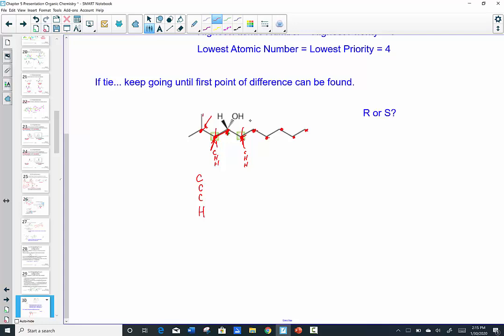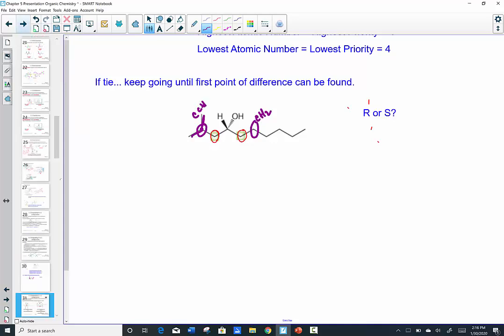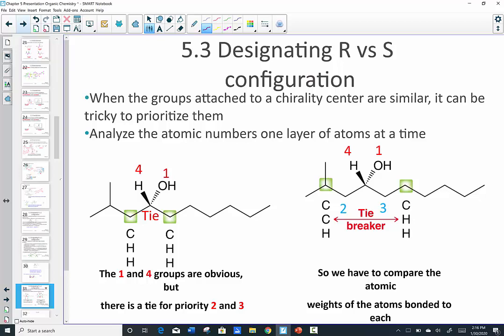Keep going. If we have a tie, keep going until you find a point of difference. This carbon and this carbon are exactly the same, so keep going. Here's another CH2. Oh, see how this carbon in the next position, it's not a CH2. This carbon here is attached to 2 other carbons, so we're going to see that it will receive priority. All right, so let's really dive in to get comfortable with that order of priority.